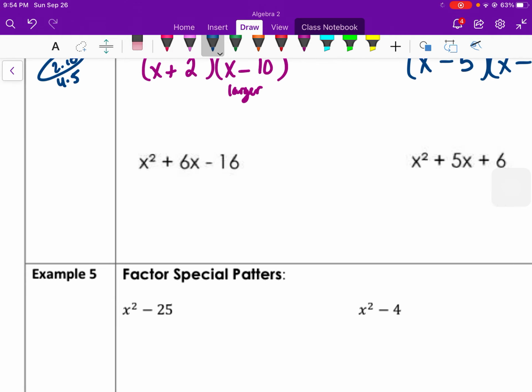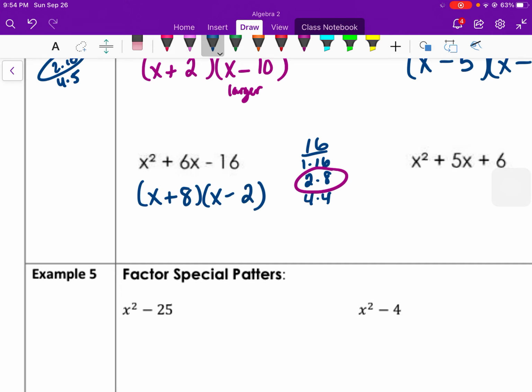All right, this one's negative at the end, but adds up to a positive number. So you're going to have one positive and one negative factor. Since you're looking at factors of 16, 1 and 16, 2 and 8, 4 and 4, I can use 2 and 8 to make 6, but I want it to be a positive 6, so the 8 is the positive one. The bigger one's going to be positive, and then 2 is going to be the negative one, because 8 minus 2 in the middle would give me 6. But 8 times negative 2 on the end gives you negative 16.